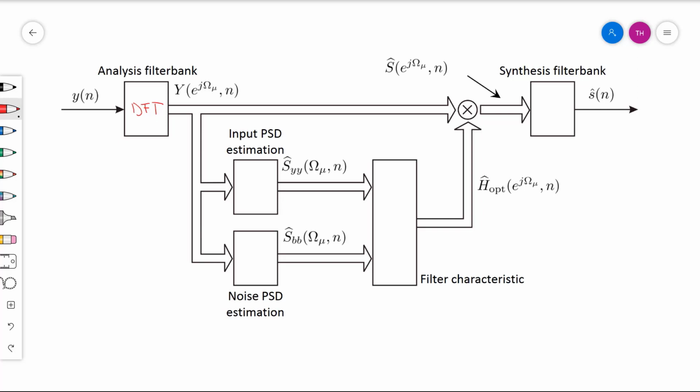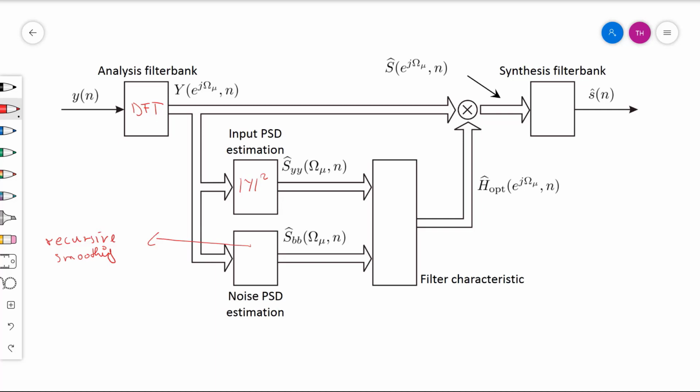For SYY, it is straightforward. We just take the magnitude square of the current short-time spectrum. And this is an instantaneous estimate. For SBB, it is a little trickier since the noise signal is not directly available. But both methods to estimate SBB that we showed you in the lecture, they make use of a recursive smoothing.